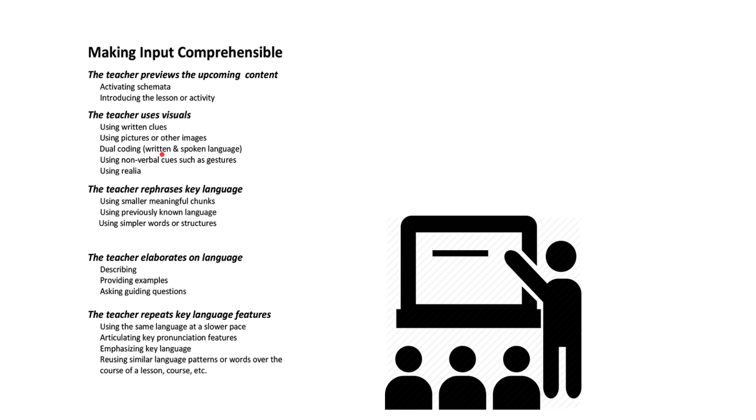Those visuals could be written clues. So, for example, a kind of dual coding. You write a couple words on the whiteboard to help them understand. You could be using pictures or other images, as we spoke about. Dual coding. The reason dual coding is an MIC is because dual coding is most frequently used with instructions for activities. For example, you have an activity where students work in pairs, you might write on the whiteboard WB.